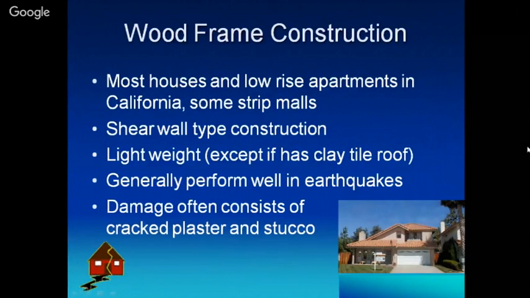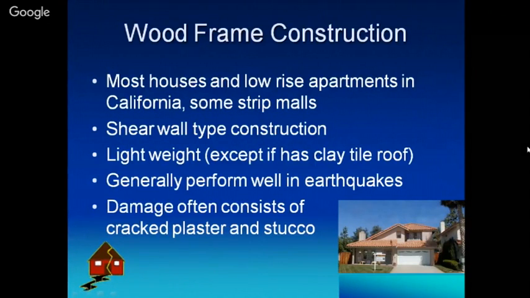So most houses and low-rise apartments in California, some strip malls, use shear wall type construction. Here again the same thing: whatever material you are going to use, the thing is the same. You are supposed to analyze that particular structural element, whether it is a thin RCC wall or a wood wall or a brick masonry wall. You are going to analyze the forces as a shear wall, and then you are simply supposed to carry out the analysis and design.